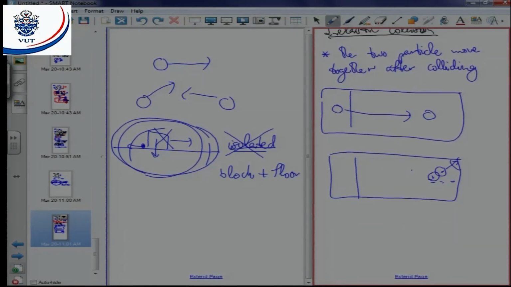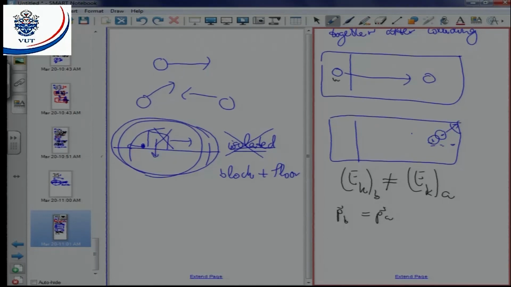Okay, so the other thing is that, remember that we said for elastic the kinetic energy was conserved. So here obviously the kinetic energy is not conserved. So Ek before is not equal to Ek after. Okay, so how do we do calculations here? Remember, momentum is always conserved. So momentum before is momentum after. So before, say that's M1, that's M2. Then here they are moving together, so you'll have mass 1 plus mass 2.